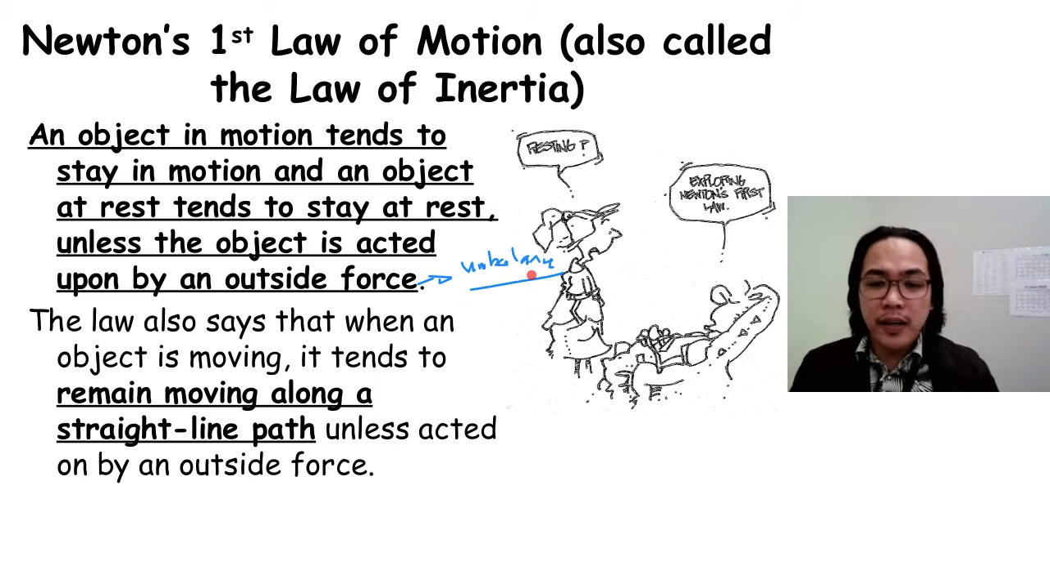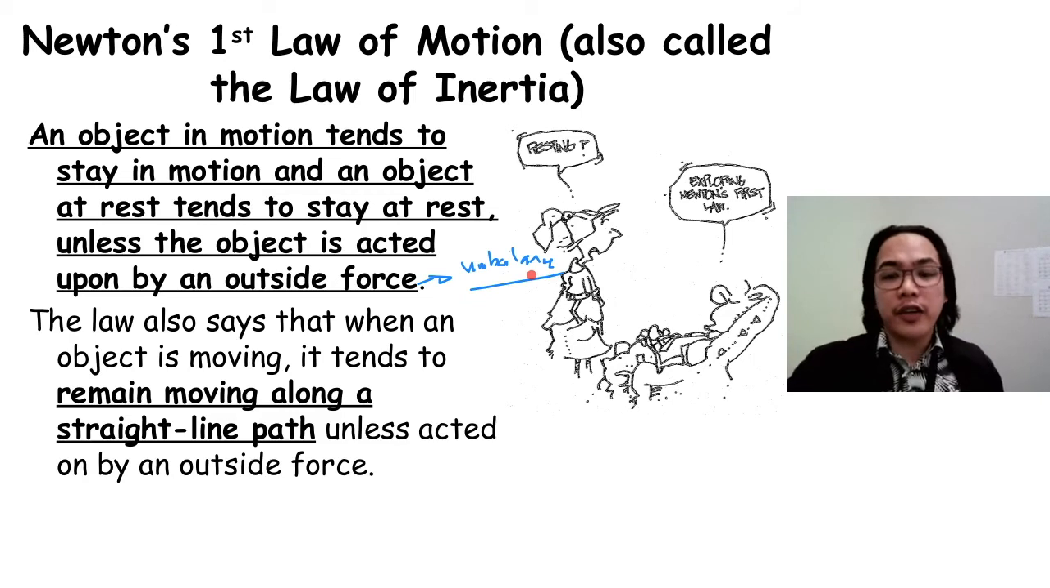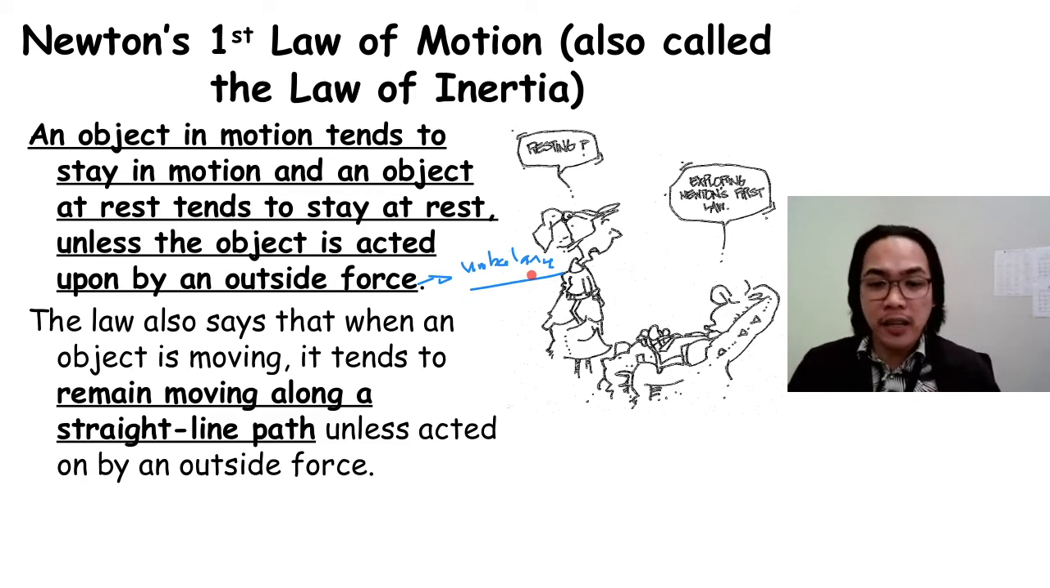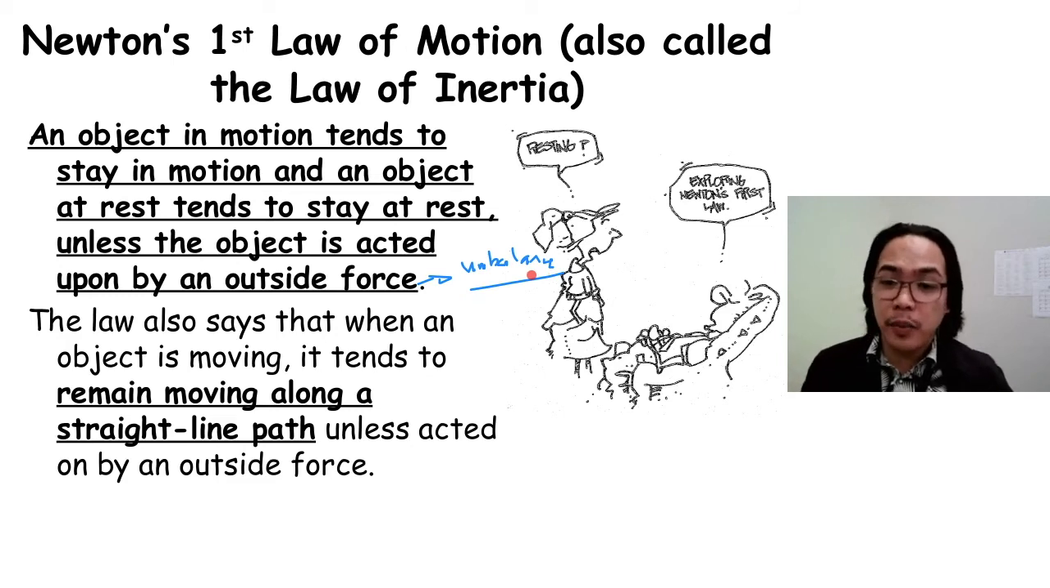For example, the book that is steady on the table because of inertia, in order for that to move, to make changes by movement, then you push it. By pushing it, you're applying an unbalanced force. Another statement pertaining to the law is that when an object is moving, it tends to remain moving along a straight line path unless acted upon by an outside force. So if the object, for example, is moving to the left, it will continue to move to the left unless a force acts upon it.